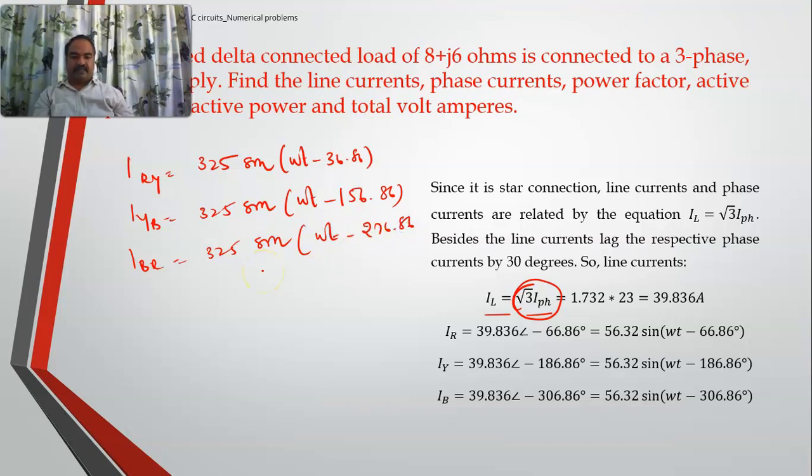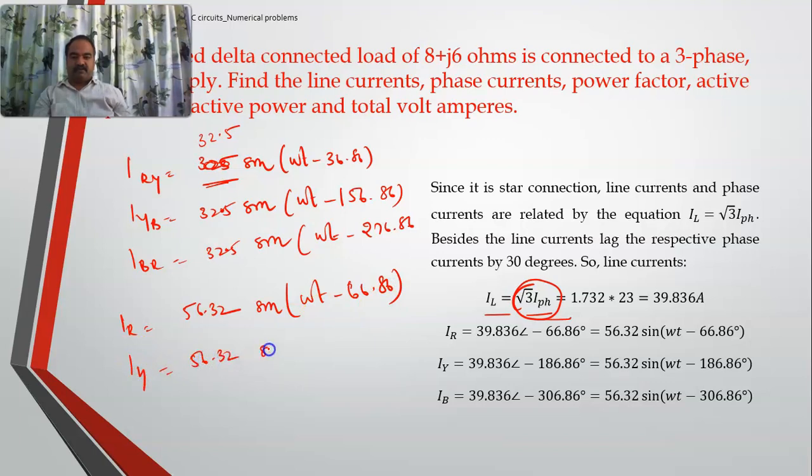Now I should get the line current, right? What is the line current now? IR. Magnitude should be multiplied by root 3. This was 32.5, right? So 32.5 into root 3 is somewhere around 56.32. And the angle also should be lagging by 30 degrees. So I'll get 66.86. Similarly IY, 56.32. Once we get one value, the remaining we can just adjust by adding 120.